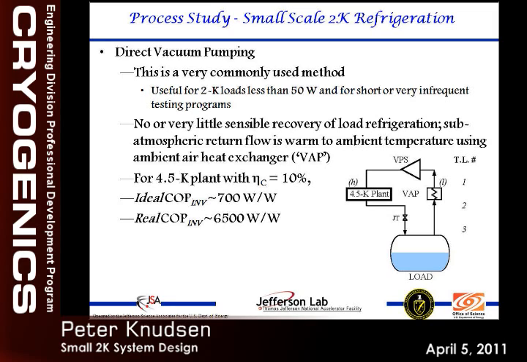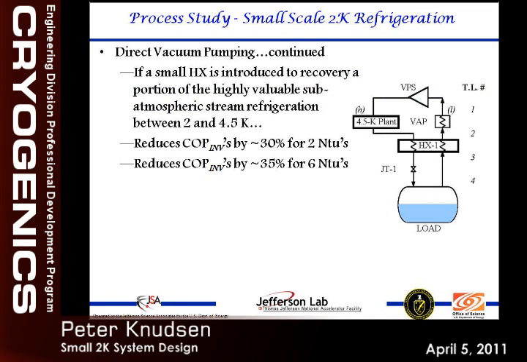So for this plant right here, the ideal COP inverse is on the order of 700 watts per watt, and the real COP inverse is on the order of 6,500 watts per watt. So we'll want to remember those. Now, if we introduce the same thing we had before, but with this heat exchanger right here, where this is 4K and this is 2K, just that small heat exchanger can reduce the COP inverse by about 30 to 35%.